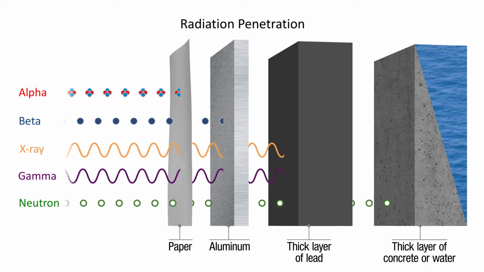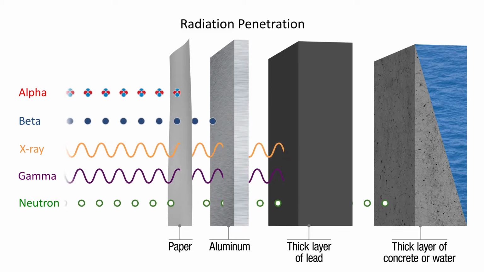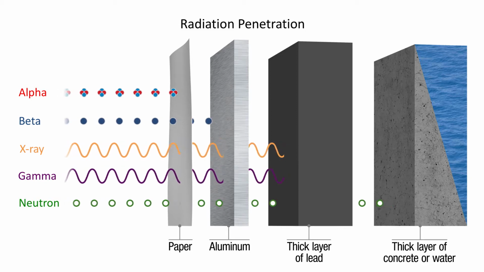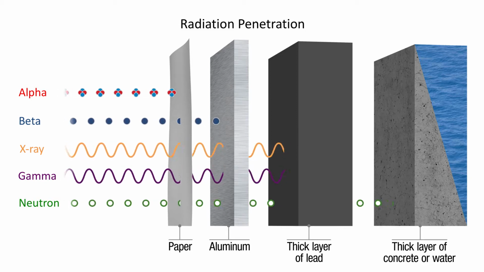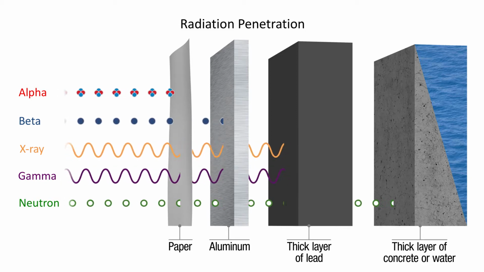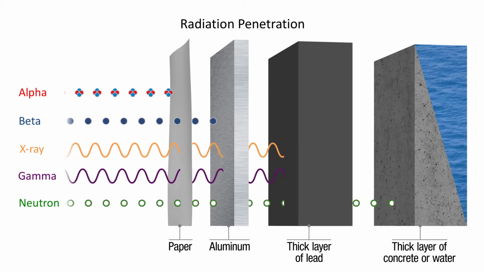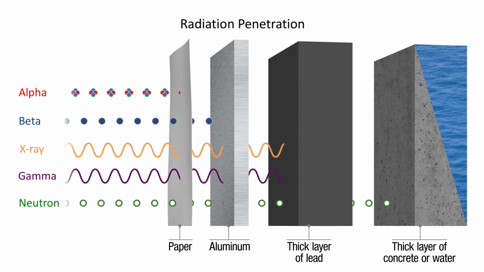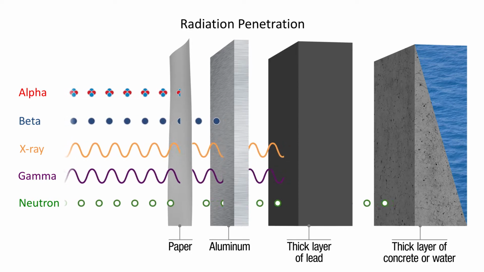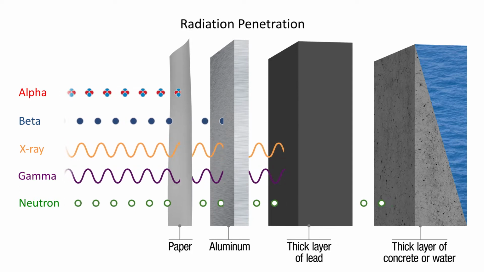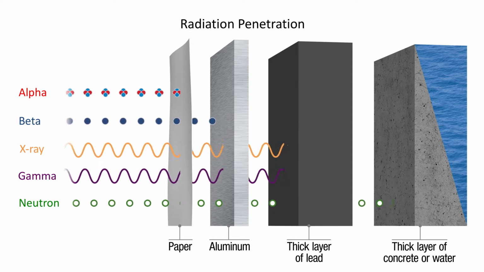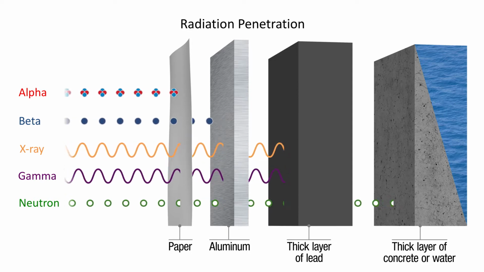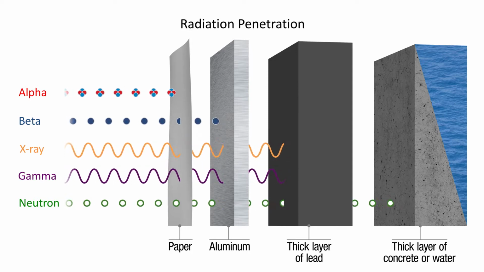Some types of radiation are very easy to stop. For example, alpha radiation can be stopped by as little as a single sheet of paper, and beta radiation can be stopped with a sheet of aluminum. Other types of radiation are more difficult to block. A thick layer of lead is needed to stop X-rays and gamma rays, and thick layers of concrete or water are needed to stop neutron radiation. Knowing how we can block radiation is important for keeping people safe around radiation sources. We will discuss more about these sources in later videos.